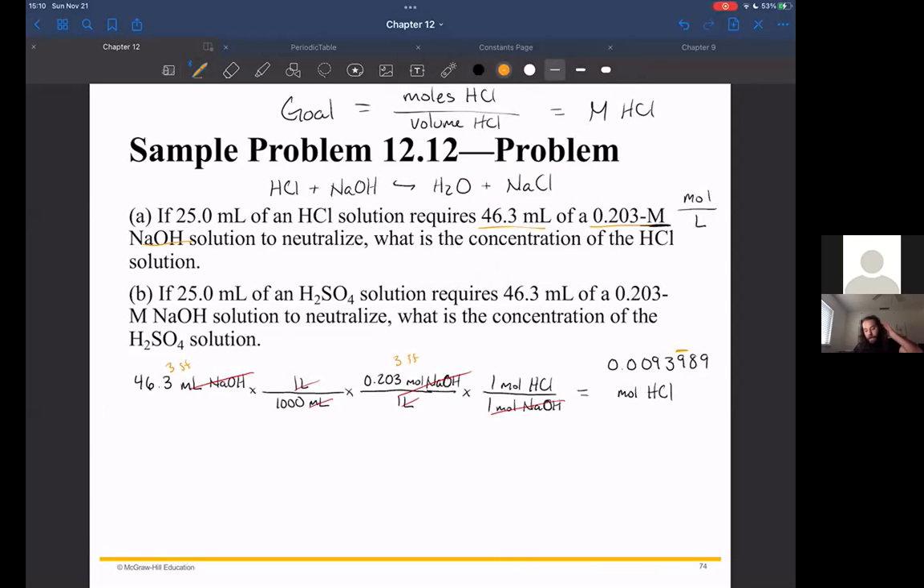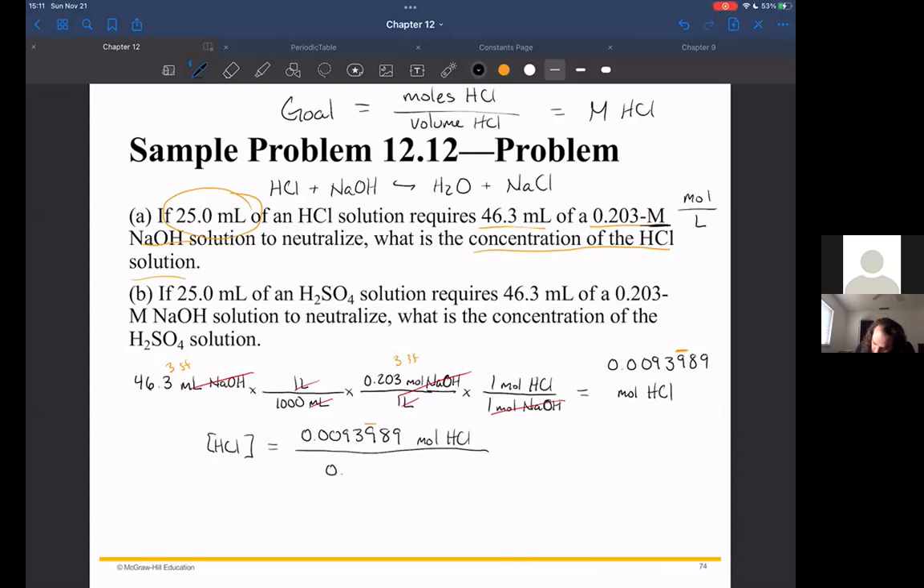But I'm not going to round it off yet, because what the problem actually asks for is the concentration of HCl solution. So now I have to take the fact that it was 25 milliliters that I started out with. So the concentration of HCl is going to be equal to my 0.00939989, with my sig fig marked, moles of HCl, divided by 25 milliliters, which I am going to have to convert to liters.